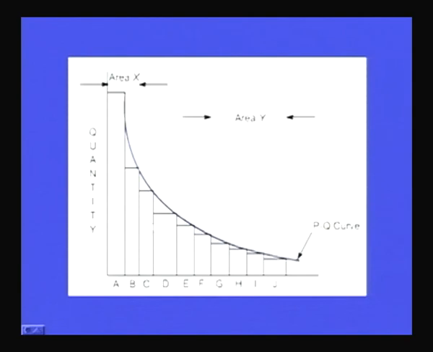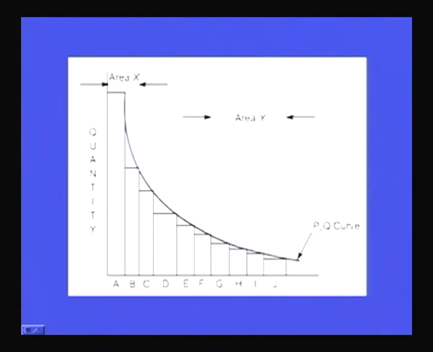So what is the bar chart? On your screen you can see the bar chart. On the x-axis we have the different products, and on the y-axis we have the quantity or the volume. So the volume is there on the y-axis and the types of products are there on the x-axis. So this we call the PQ curve.